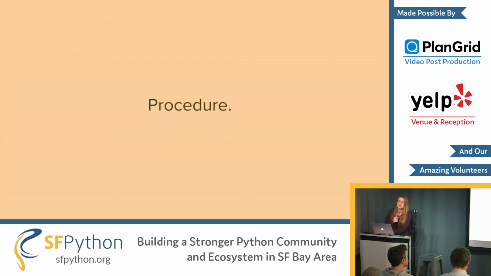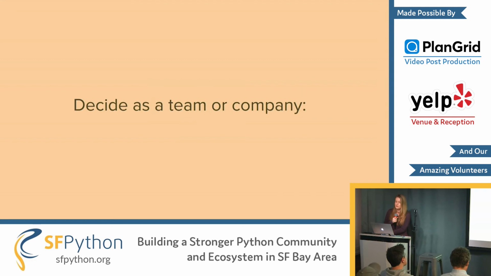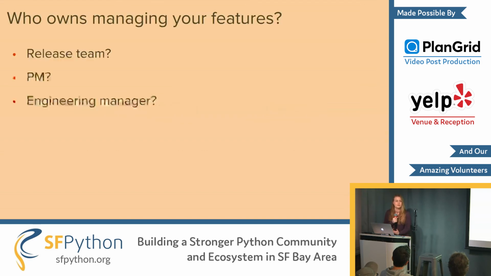The next thing is a lot of accountability for feature flags is more around the procedure that you're going to use. So you want to decide as a team or as a company, what are the procedures I'm going to use when I'm managing my feature flagging program? Who owns managing your features as a whole? Who's in charge of this program, right? Is it a release team? Is it a PM? Is it an engineering manager? Who's in charge overall?